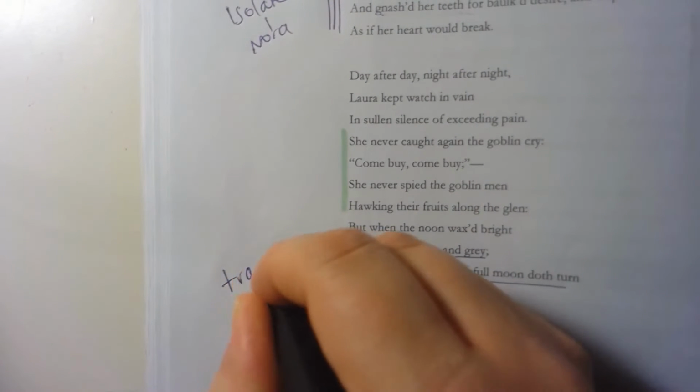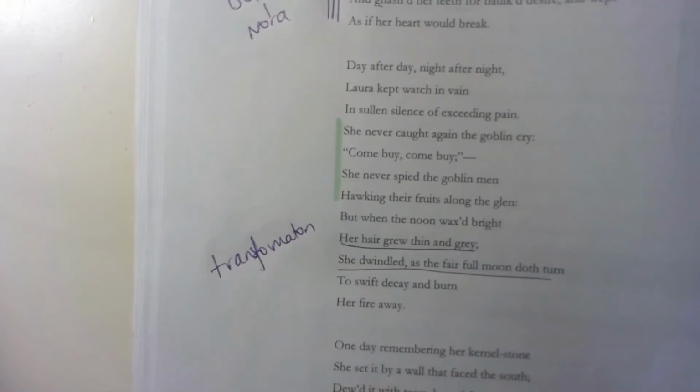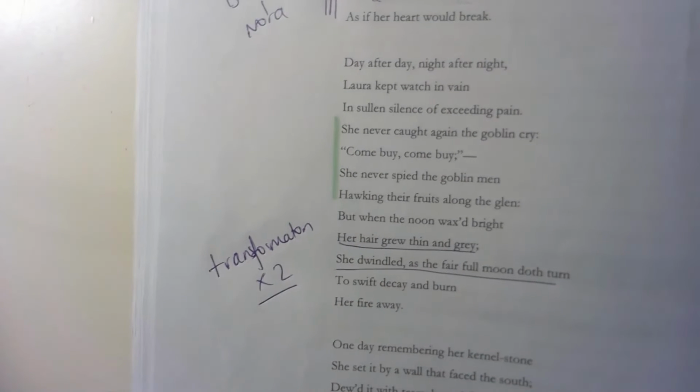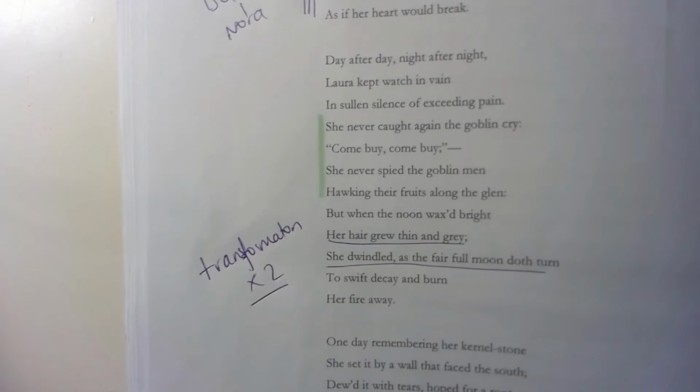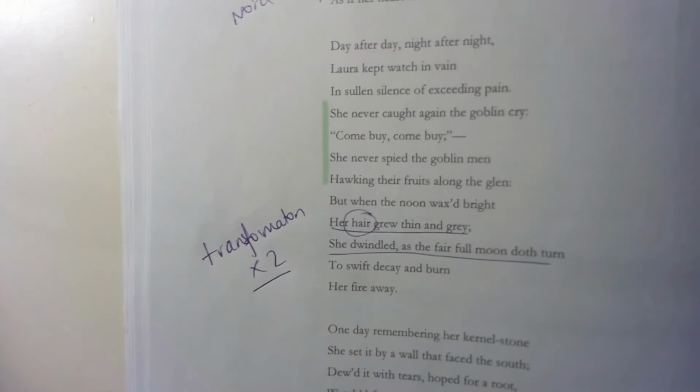You also have a really key point here which goes nicely with Nora, and this idea is a transformation. And actually Laura has two transformations in this poem. Nora kind of has one throughout the play. And the key symbol there, which I've just circled the word hair, we'll see this in a second at the end of the poem, so keep an eye on that.